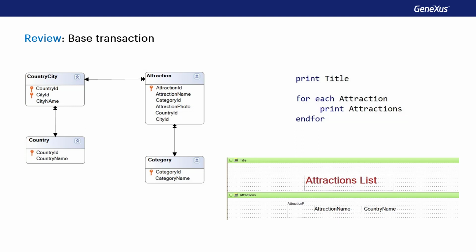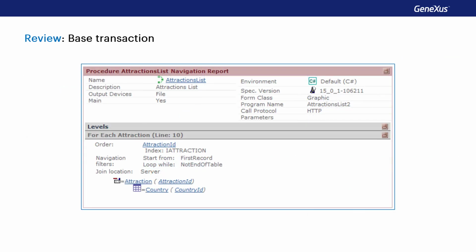In this example here, the base table of the ForEach command will be attraction, that is, the table that will be run through and whose extended table will be accessed in order to retrieve the required data. The navigation list clearly says that the base table is attraction, which will be run through according to the primary key of that table, that is, ordered by attraction ID, and that the entire table will be run through, also accessing the country table to retrieve the country name value, which corresponds to the country of the attraction.